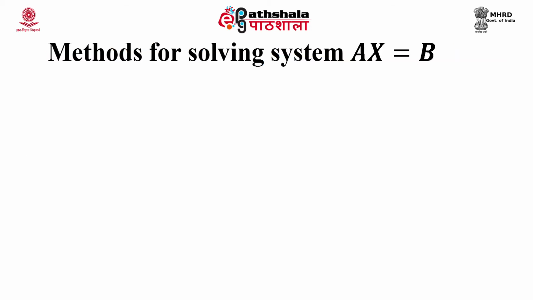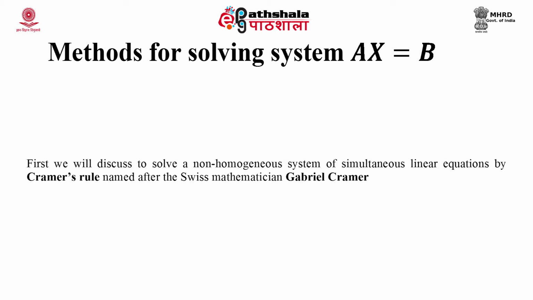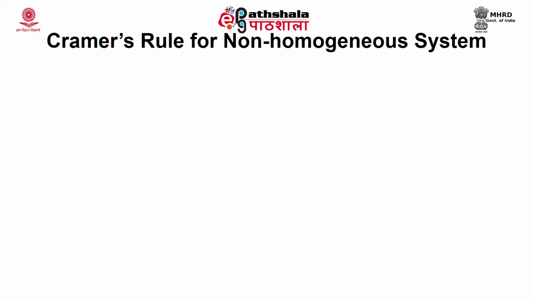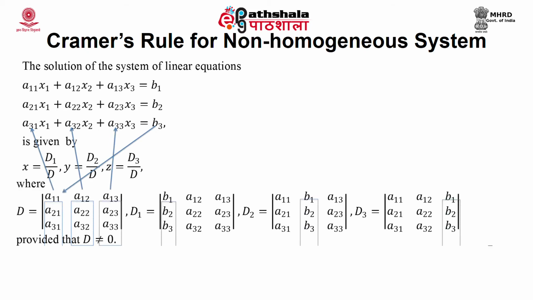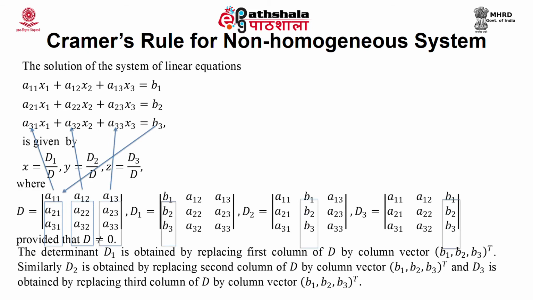Now, methods for solving the system Ax = B, that is, a linear system of non-homogeneous equations. First we will discuss how to solve a non-homogeneous system of simultaneous linear equations by Cramer's rule, named after the Swiss mathematician Gabriel Cramer. Cramer's rule for non-homogeneous system of equations. Let us consider the solution of a system of 3 linear equations with 3 unknowns. The solution of this system will be given by this expression.